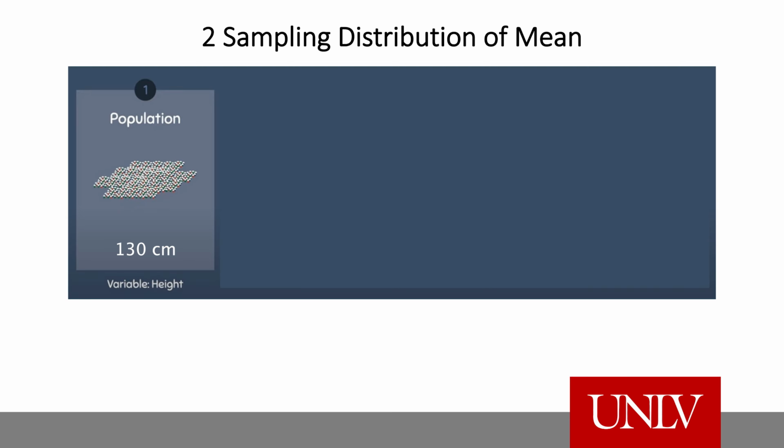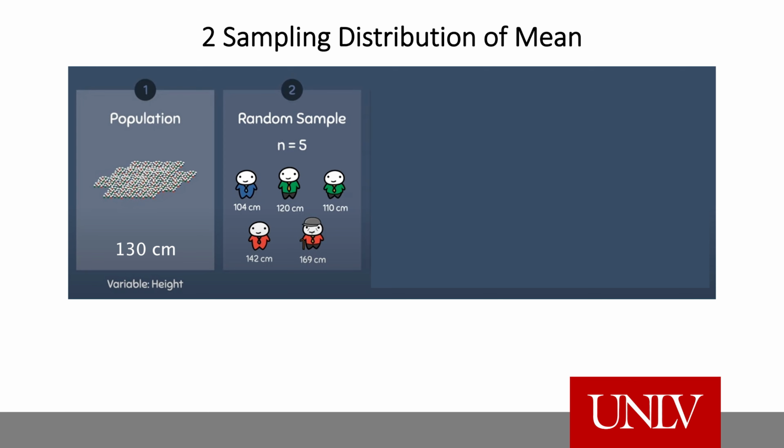Now let's walk through the process step by step. The first step is to define the population. In our example, the population consists of all individuals in a group, and we assume the true average height of this population is 130 centimeters. This population is usually large and not fully observable. The second step is to choose a fixed sample size. In our case, we choose a sample size of 5. And this means that every time we draw a sample, we randomly select 5 individuals from the population.